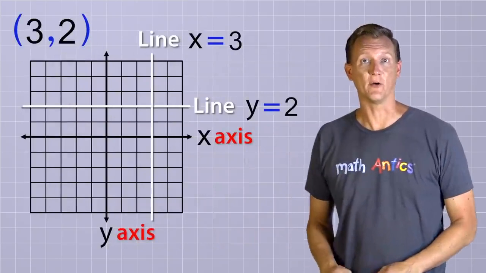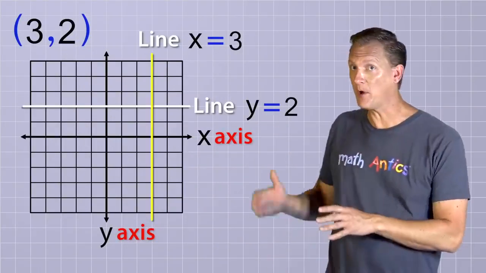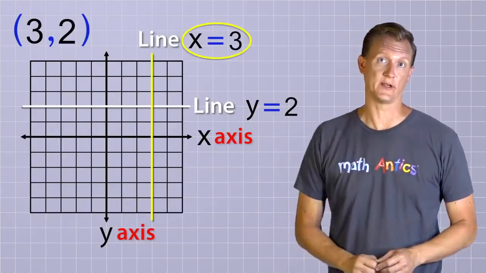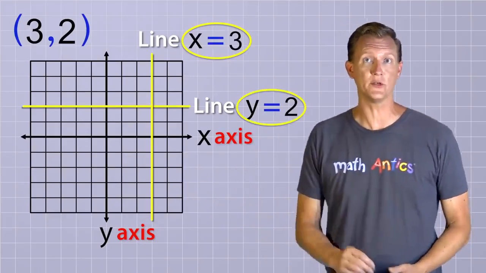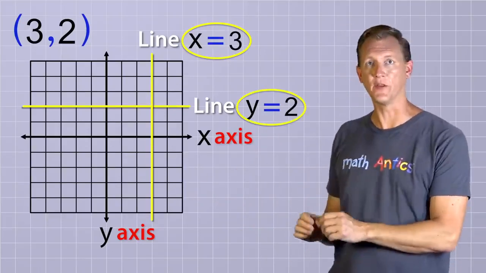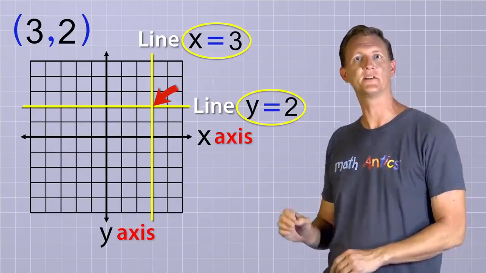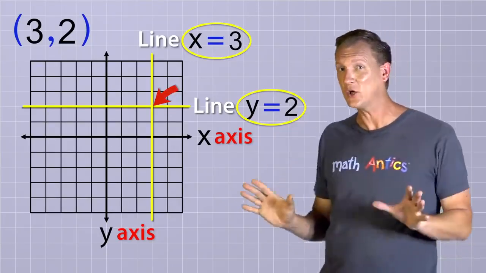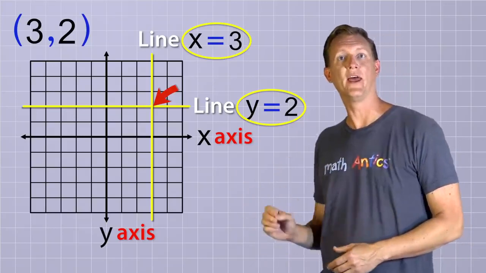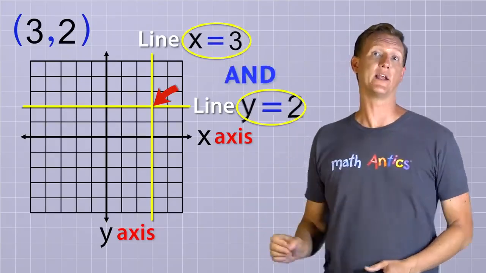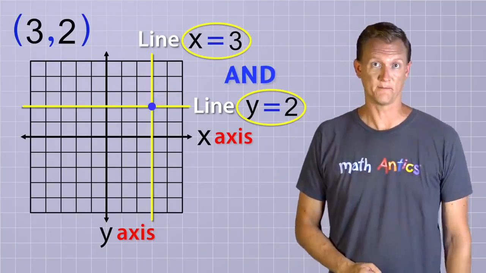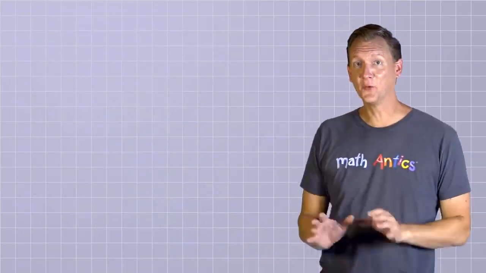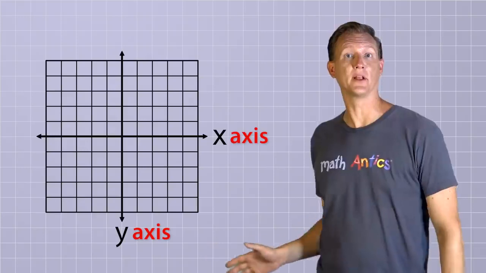But look what we've got now. The first line represents all the possible locations where x equals 3. And the second line represents all the possible locations where y equals 2. And the exact point where the two lines intersect represents the only point in the entire coordinate plane where both x equals 3 and y equals 2. That intersection is the location of our point. Pretty cool, huh? And that's a really good way to understand how the coordinate plane works.